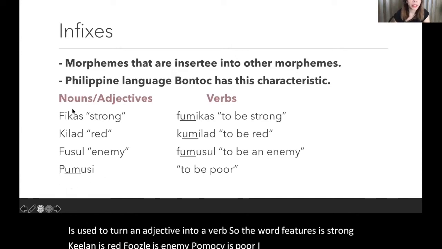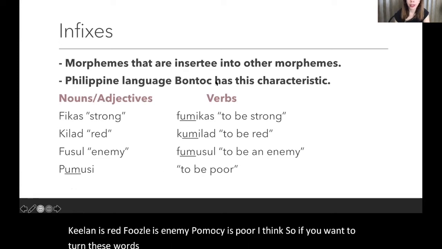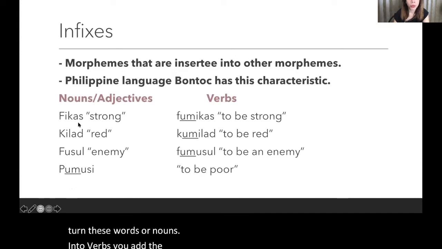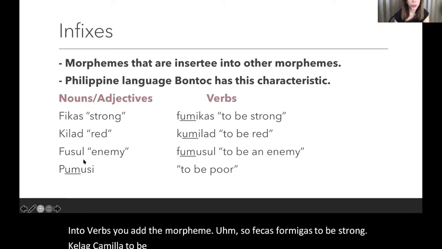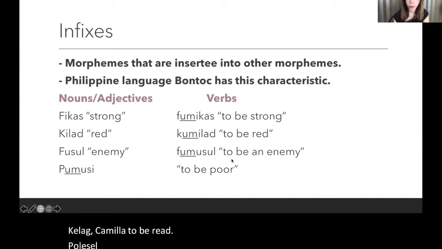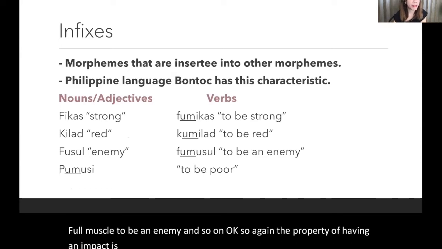If you want to turn these words or nouns into verbs, you add the morpheme. So ficas, fumicas, to be strong. Kilad, kumilad, to be red. Fusul, fumusul, to be an enemy, and so on. Again, the property of having an infix is not found in the English language unless you consider colloquialisms.